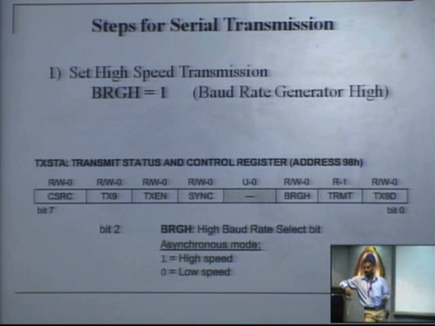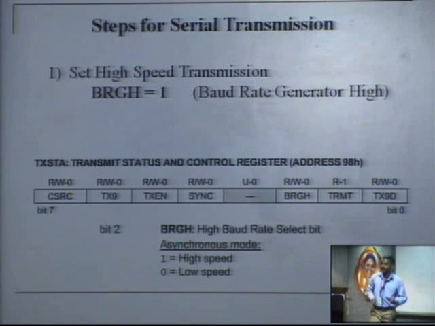So this is the first step. First step is that we need to set high speed transmission. Basically there are two types of transmission, high speed and low speed. Here we will be using high speed transmission. So how will we set this high speed transmission? For that we have a particular bit. That bit name is BRGH. BRGH means baud rate generator high.